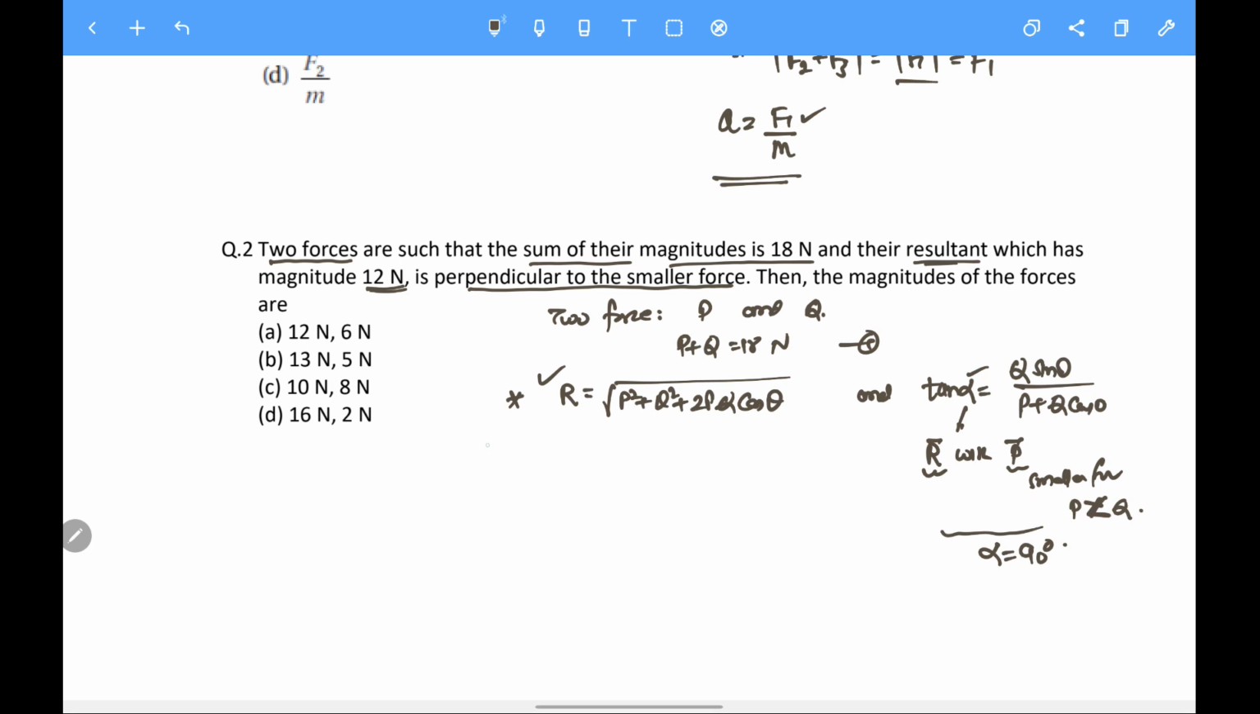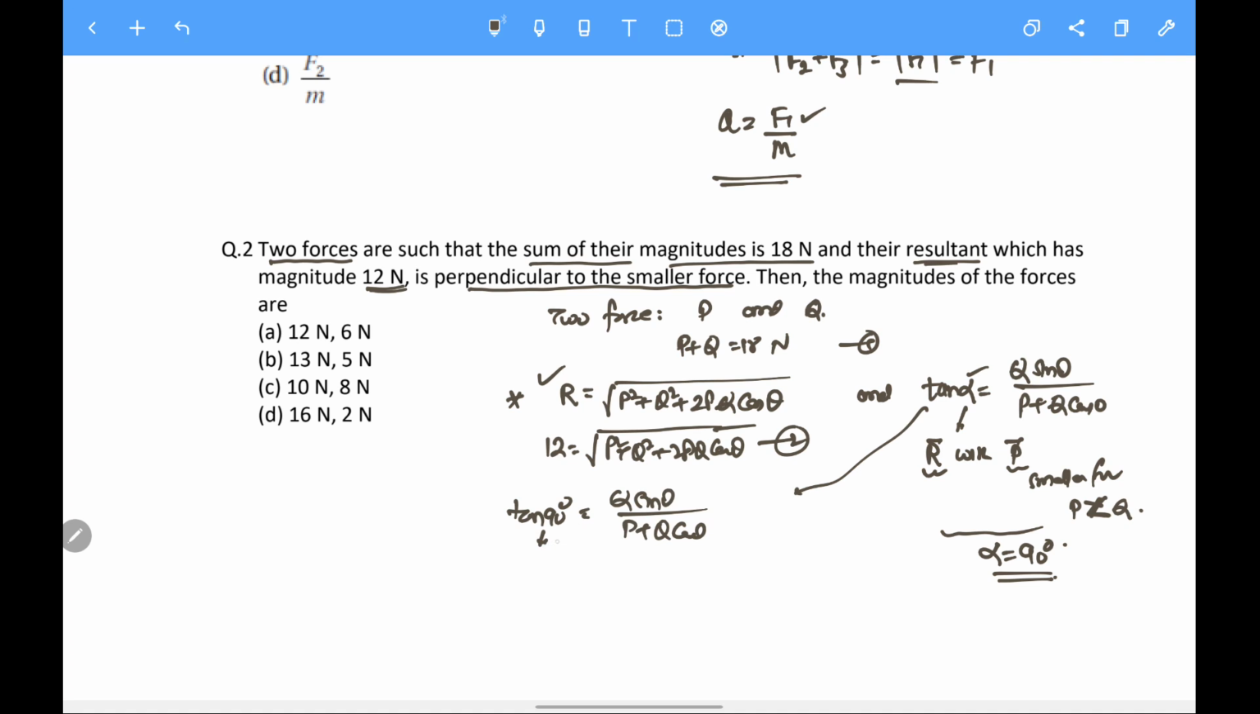Using this we can write resultant magnitude is 12, so we can write 12 equal to square root of P square plus Q square plus 2PQ cos theta. Equation number 2. And using this alpha equal to 90 degree, we can write from this equation tan 90 degree equal to Q sin theta over P plus Q cos theta. Tan 90 degree is infinity. So from this we can say this denominator is 0. This is our equation number 3.